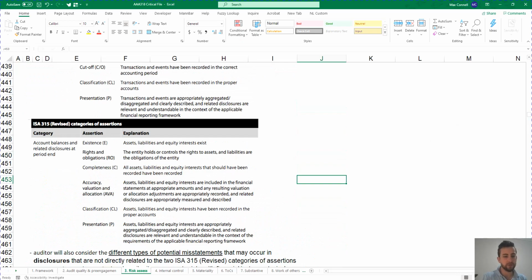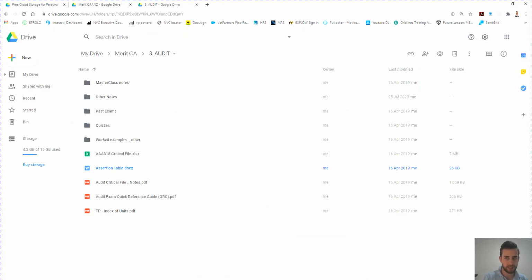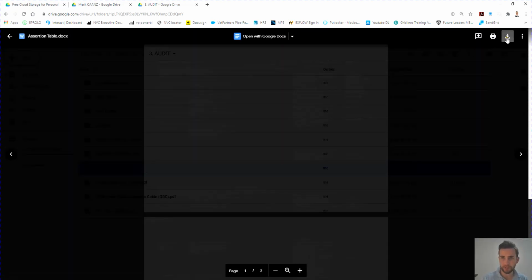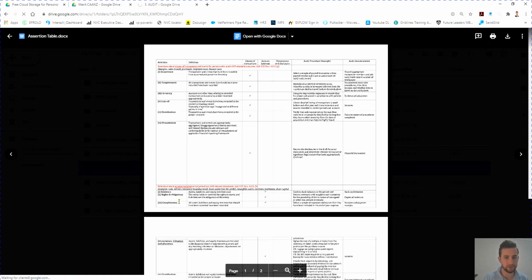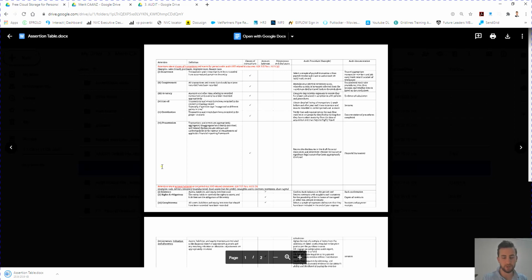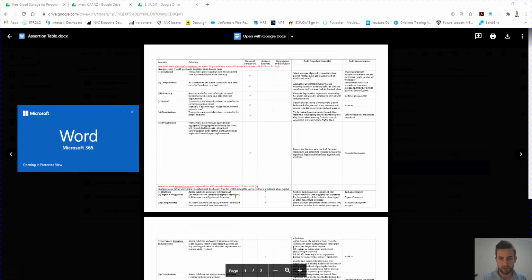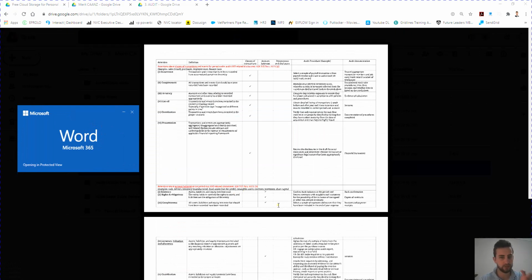So generally what I would recommend doing in an exam is in our Merit CA notes and critical files, what we've got in here is actually an assertion table, and it's a document you can bring into your exam. Let's just open it up and download it quickly so you can see what it is. It's got a list of all the assertions in there. It's got a definition of what it actually means. Then you've got where it applies to, whether it's transactions, account balances, or disclosures. And then it's got examples.